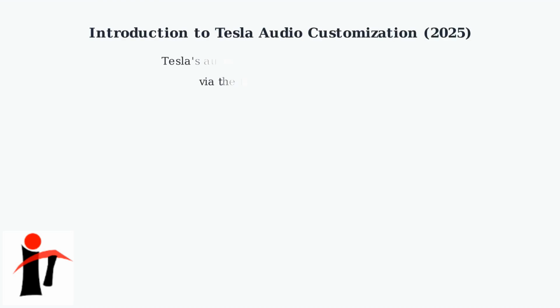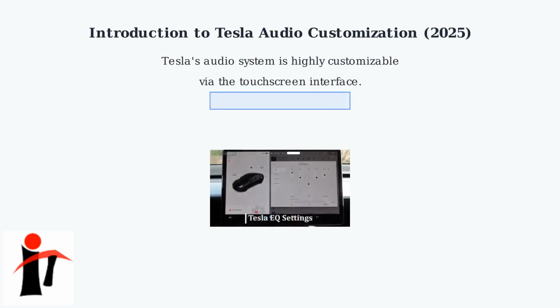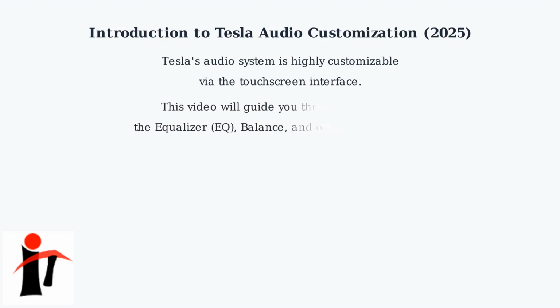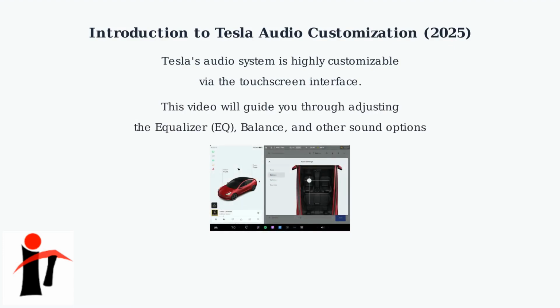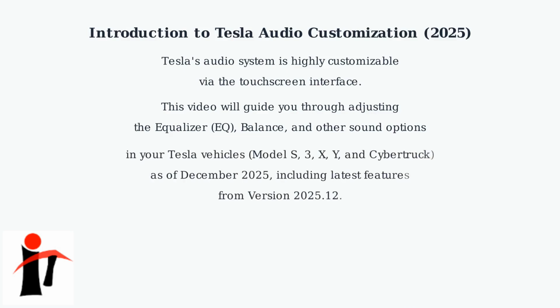Tesla's audio system is highly customizable via the touchscreen. This video will guide you through adjusting the equalizer, EQ, balance, and other sound options in your Tesla Model S, 3, X, Y, and Cybertruck as of December 2025. We'll cover how to access these settings and understand their functions, including the latest features from version 2025.12.